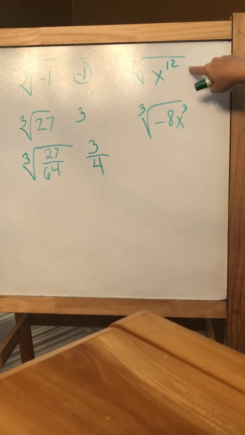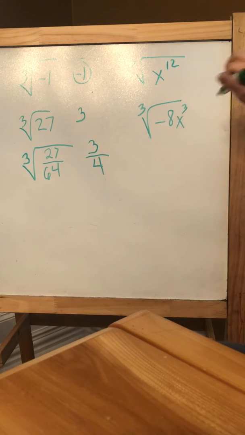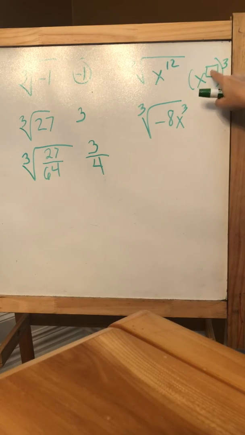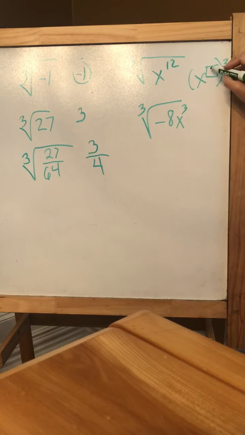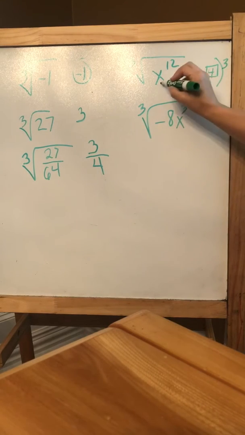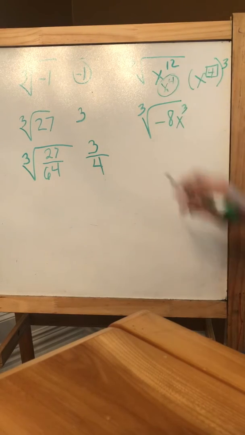All right, let's take a look at this one. Remember, draw it out. X times what? Here's your missing box to the 3rd. What goes in this box? What times 3 will get you to 12? And that is 4. So your answer is x to the 4th.